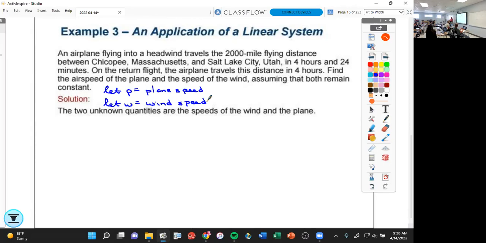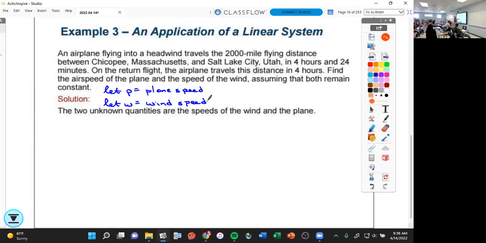Because you told me distance is rate times time, correct? Okay. Talk to me about the distance the plane is going to fly. Are you multiplying by 2,000? How fast is the plane going? We don't know. What represents the speed of the plane? P. Okay.